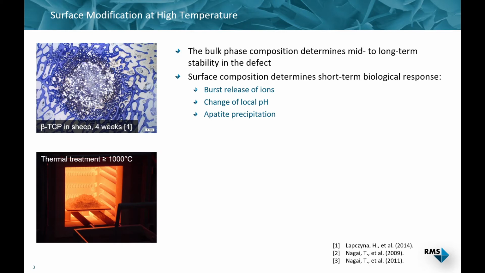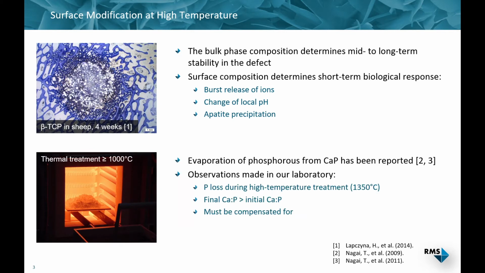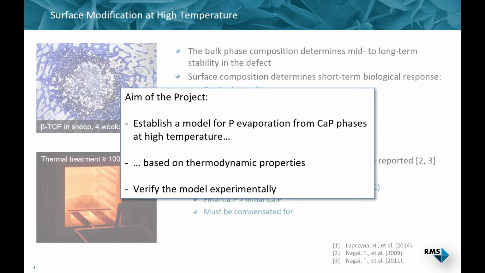Evaporation of phosphorus from calcium phosphates has been reported before in two studies by Nagai et al. And we also made some observations in our own laboratory when we produce alpha TCP at high temperatures at 1350 degrees. We observe a loss of phosphate, so we have to start with a lower calcium to phosphate ratio in the green powder blend in order to obtain the precise calcium to phosphate ratio we want to get after the thermal treatment.